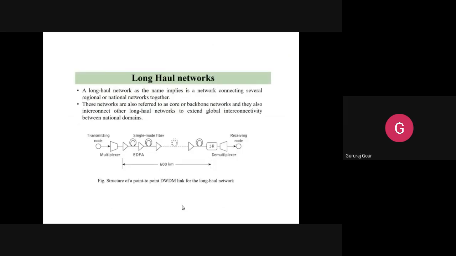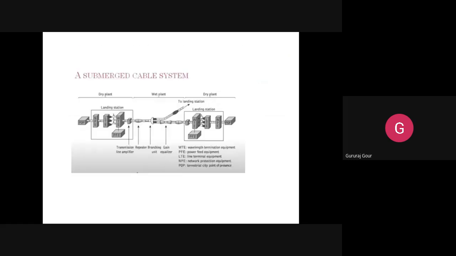So this LHN, which is interconnecting different regions in the particular country, can be used for global interconnectivity by using a submerged cable system, as is visible here. This submerged cable system consists of two main parts. One is a dry plant, corresponding to both the transmitter and the receiver, which exists on the land, comprising the landing station. Whereas the wet plant consists of the cable that has been laid inside the ocean, that will exist inside the water.